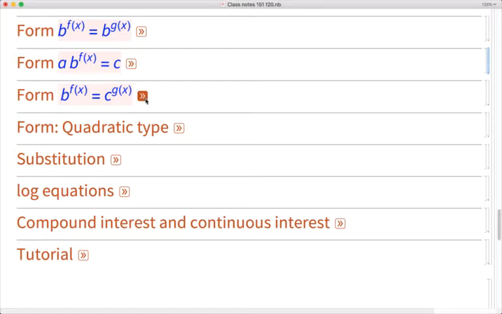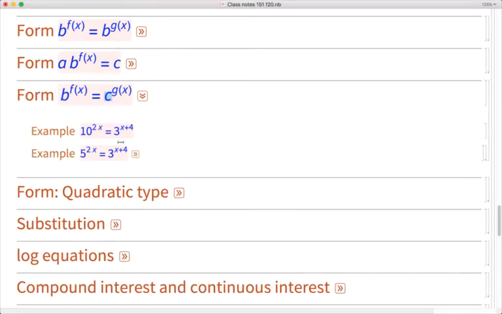Okay, so one more type here, and it might be hard to parse the difference, but in this form, the bases that we have are different on the two sides. In the first form, we have the same base on both sides. This is what to do when the base is different on both sides. Okay, so we have base 10 on one side, base 3 on the other side, and in both exponents there's some x stuff going on.